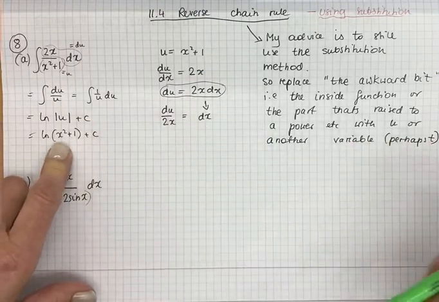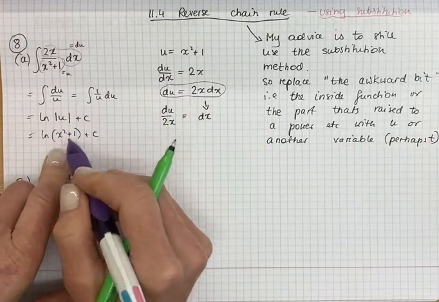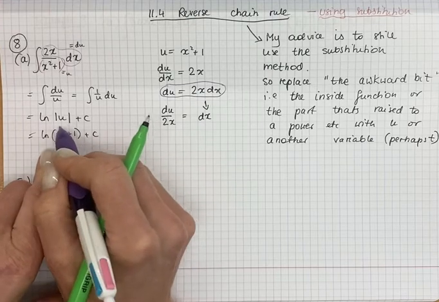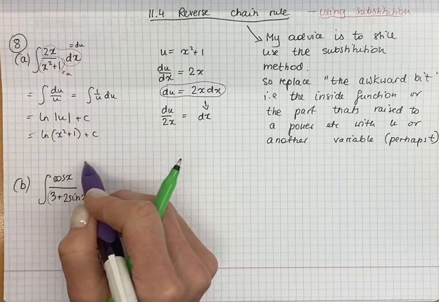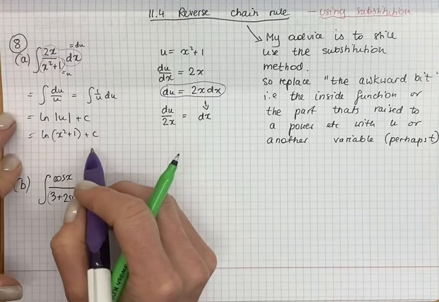I don't need modulus signs here anymore, because x squared plus 1 is always positive, and this is why those modulus are placed there, to keep the expression positive.